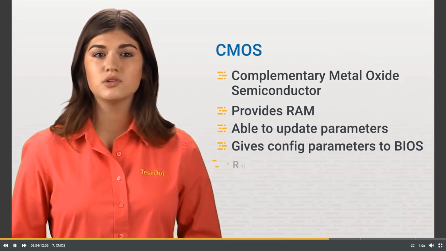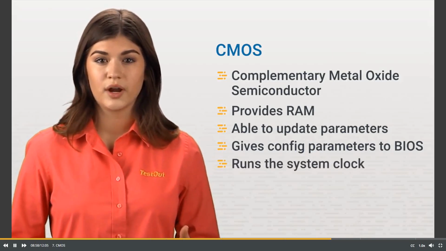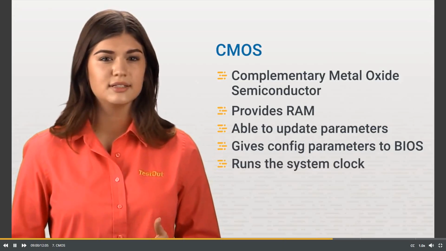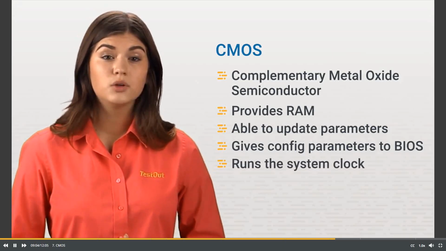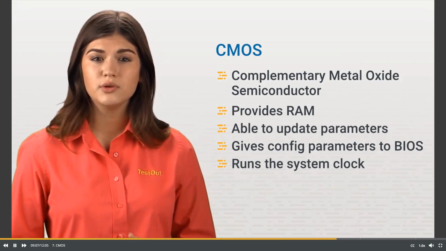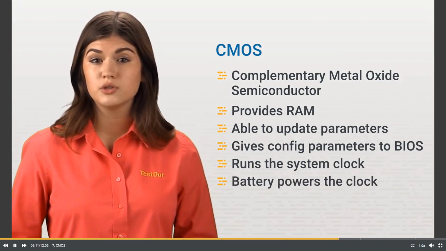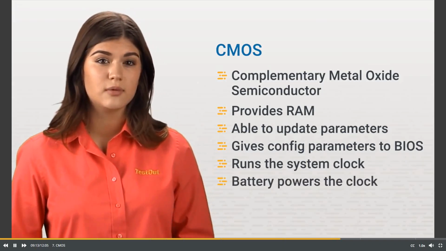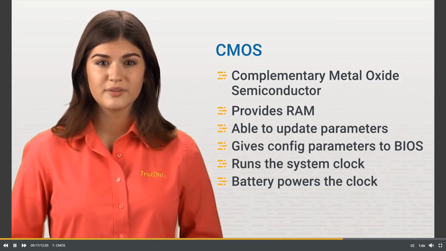The CMOS is also where your system clock runs from. Have you ever looked down to the bottom right corner of your screen to see what time it is? Your operating system pulls that time from the CMOS. On older systems, the CMOS would lose its BIOS settings if it lost power, so a coin battery was used to provide a small amount of power to the CMOS while the computer was off. This battery is called the CMOS battery.